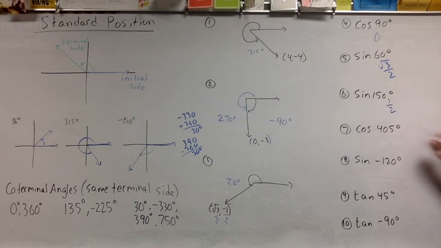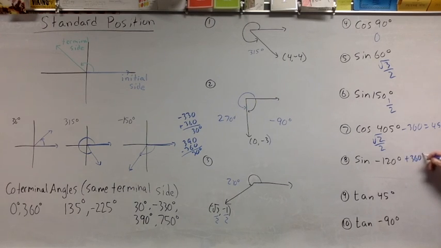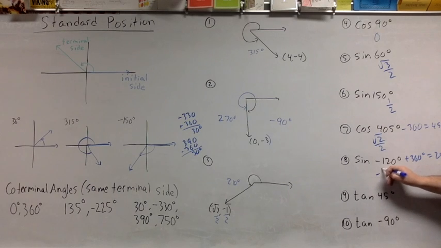Now, if you get something that's too big, subtract 360 if it helps. So I'm really looking for the cosine of 45 degrees, and the cosine of 45 is square root of 2 over 2. If it's too small, add 360. I'm really looking for the sine of 240 degrees, which is negative square root of 3 over 2.